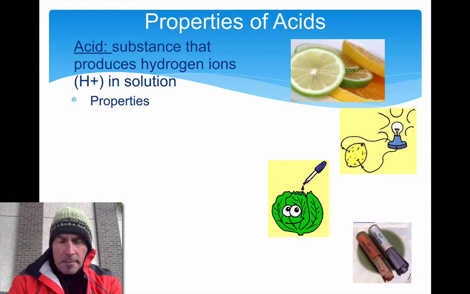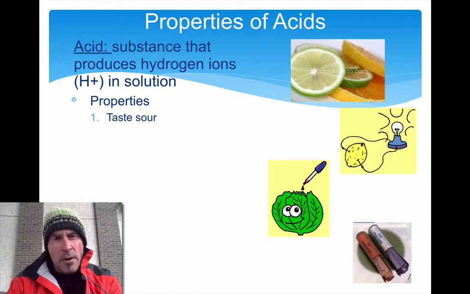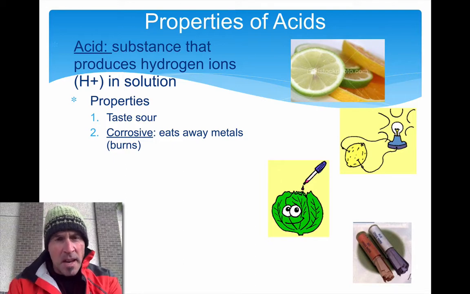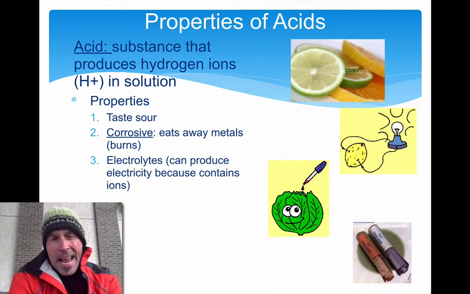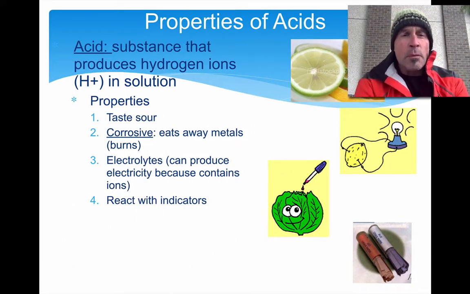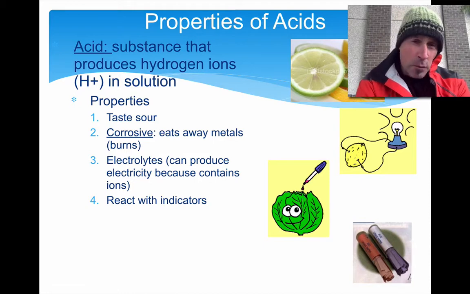All right, so the properties. It's going to taste sour. It's corrosive, which means that it eats away metals and also burns skin on contact. It has electrolytes in it, which means it can produce electricity because, again, it contains positive ions. And it will also react with indicators, things like cabbage juice, phenol red, things like that.